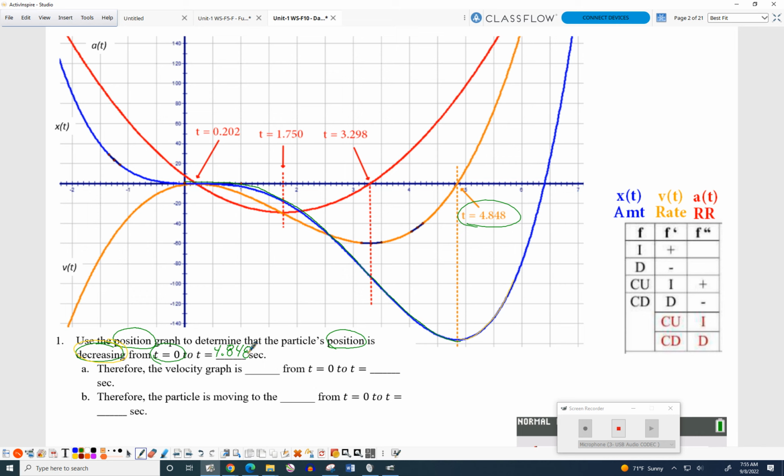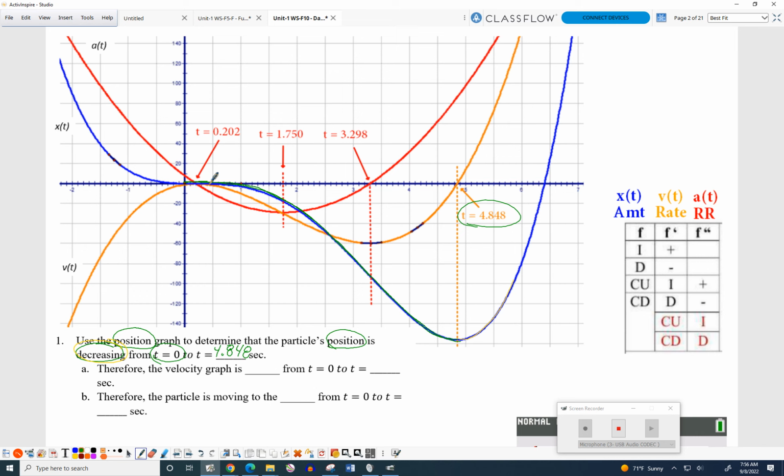Questions on that about anything? We've done that before, it's not new. So, next one. Okay, now, here's the correspondence you're supposed to be identifying. We know that for all of this time I've shown in green, the particle is moving left, meaning the position is decreasing.